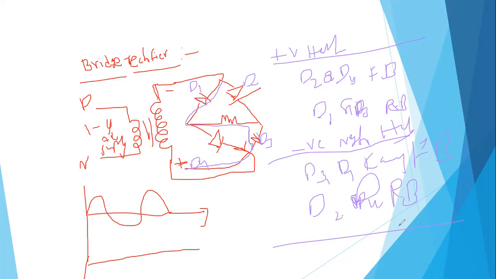Like this, the bridge rectifier output you can also get. The output cannot be changed. It is 2 Vm by pi only. So V average is equal to 2 Vm by pi. You should not omit the diagrams. Diagrams are compulsory and must not be changed.